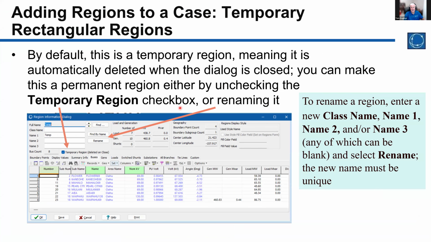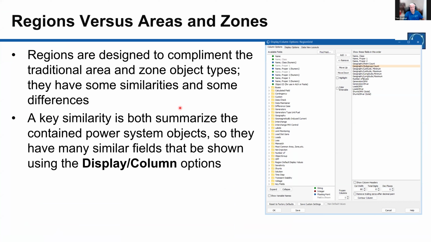So I went through that. Okay, when we talk about regions, people often ask how these relate to other groupings in the power system, like an area and a zone. The answer is regions are designed to complement the traditional object types. Of course, we still have areas, we still have zones, and they are useful. And objects are assigned to an area and to a zone. So in that sense, regions have objects, but they're not assigned to them.